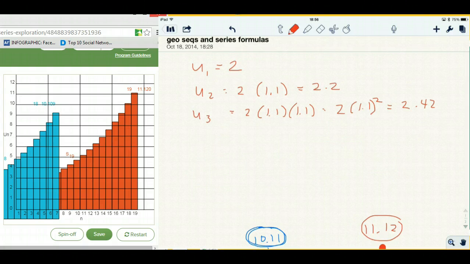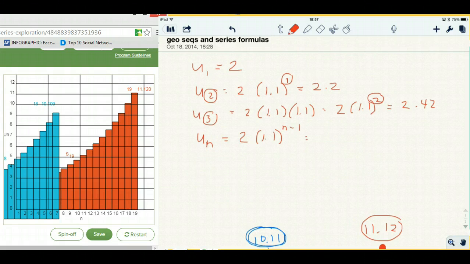Now, you'll notice a pattern here. If we say that this is 1.1 to the first, you can see that to find u to the n, you would take 2 times 1.1 to the n minus 1. You see that this number is always 1 bigger than this number. This number is 1 bigger than this number. Okay, and that's how it continues. So actually, you put n here and you put n minus 1 here. Okay?